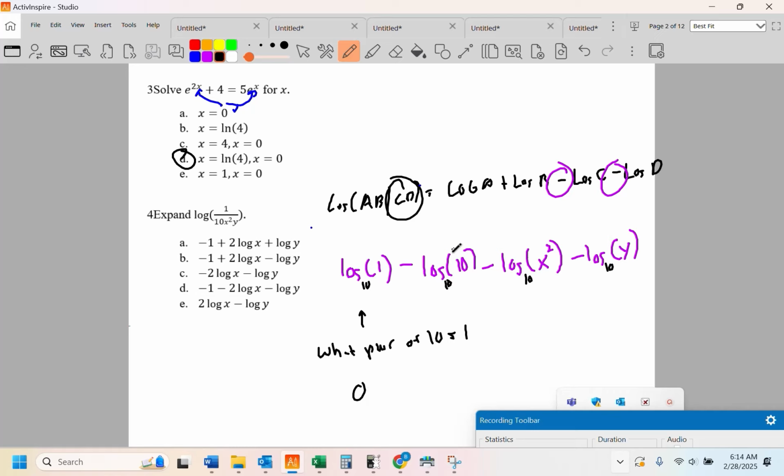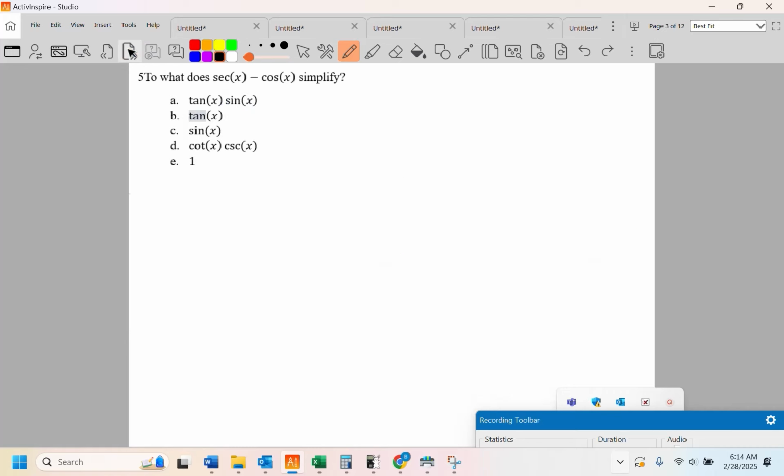Same context here, this one becomes a 1. We are allowed to move exponents out front, so this becomes minus 2 logs of x, and then we have minus log of y. So I'm looking for this, negative 1 minus 2 logs of x minus log of y. It wasn't that bad. Good problem.